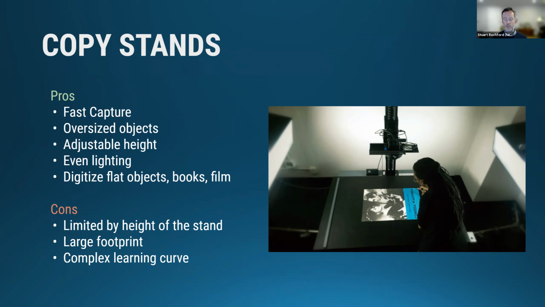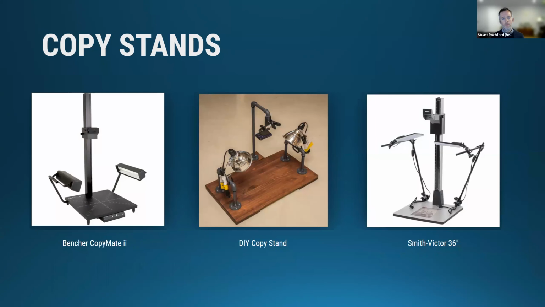It's good for digitizing flat objects, books and film, especially if you have a light box to capture the film. Some of the cons are you are limited by the height of the stand or your ceiling. They also do take up a very large footprint in your studio. In most cases, something like this does, but you can build a smaller one if you need to be more portable. They do also have a very complex learning curve compared to flatbed scanning. And here are some examples of different types of DIY copy stands and other products that you can purchase from various vendors.